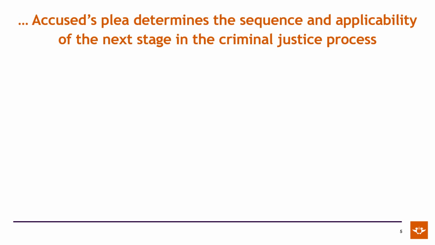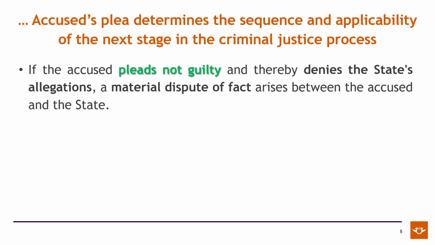However, if the person pleads not guilty, it means there is still a material dispute of fact between the two parties. And before we can assume that this person is guilty, that presumption of innocence needs to be overturned. And only after this process, if the person is found guilty, then we will move on to sentencing. So if the accused pleads not guilty, as we said, this is basically denying or opposing the state's allegation. There is a material dispute of fact.